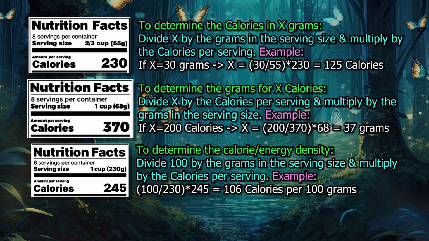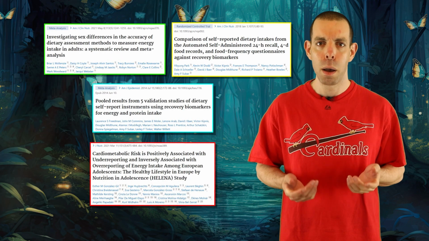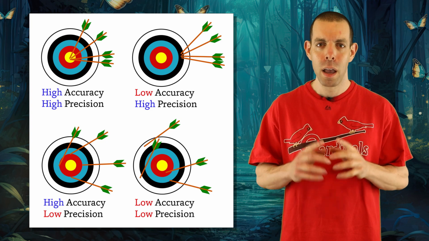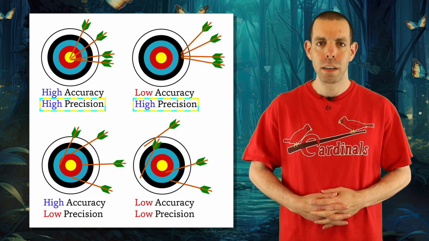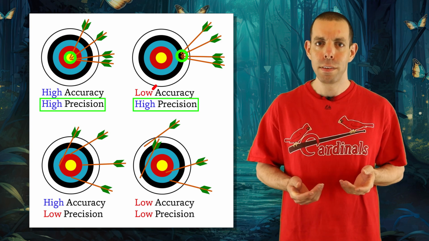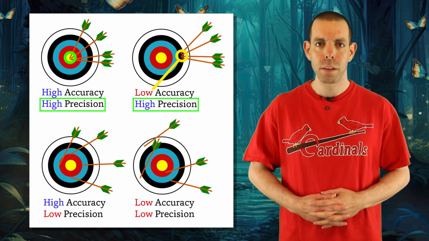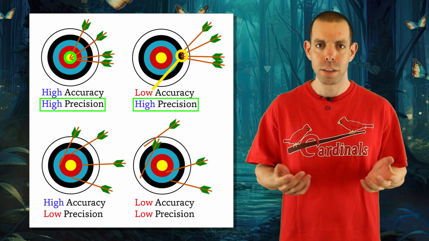Pause the video and look through these to make sure you understand how to determine the calories for a given number of grams, the grams needed for a desired number of calories, and, if curious, the calorie density of a food item. As I have discussed previously, tracking calories accurately is very difficult, and studies have found most people underestimate their calorie intake significantly. However, and this is a key point, you do not need perfect accuracy, you just need good precision. Precision describes how close a group of measurements are to each other. Thus, even if you routinely underestimate your calories by several hundred, as long as you underestimate similarly each time, you will be successful with this strategy.